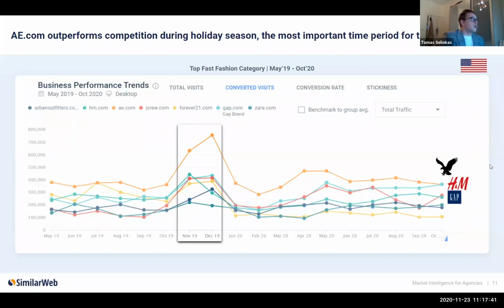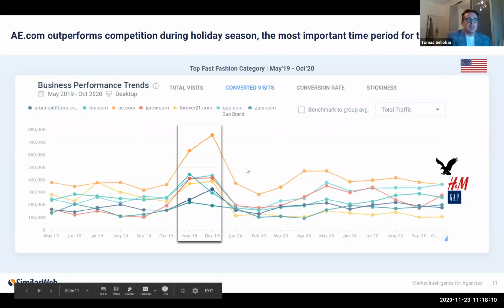So then one of the very powerful things on a platform is actually looking at converted visits over time. In general, you can switch between total visits, converted visits, conversion rate, and stickiness over time, and understand where the problems or drops are. And then if you look at converted visits, it's very easy to see where the most sales are done during the year for this category.